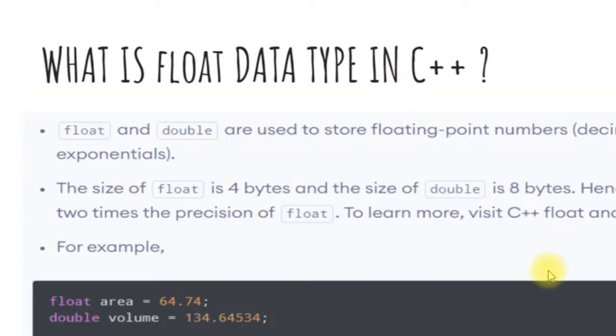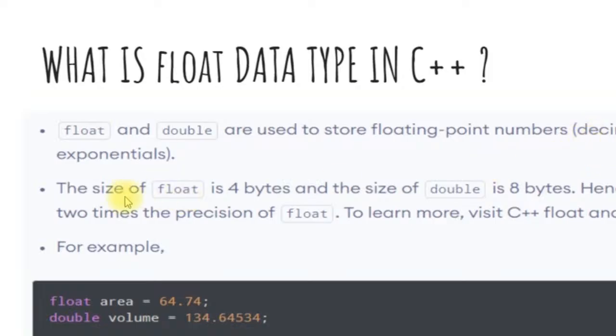Now to work with decimal point numbers or exponential numbers you have this data type called float or double. So I will try to cover float and double together here in this slide because they are pretty similar. I'll also tell you the differences between them. So float and double are the keywords that are used to store floating point numbers, which are decimals and exponentials.